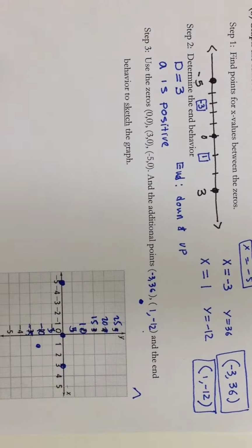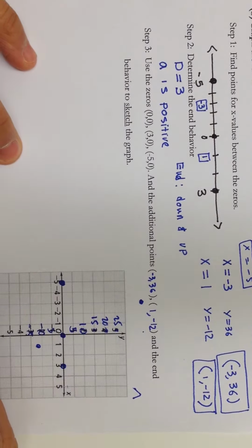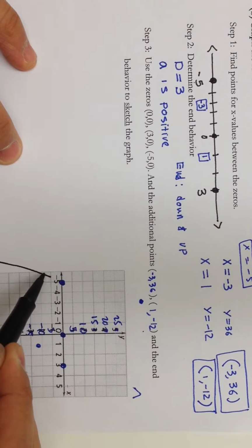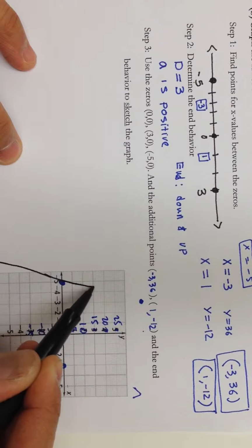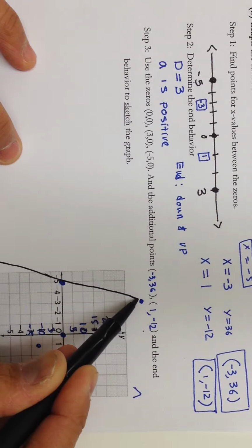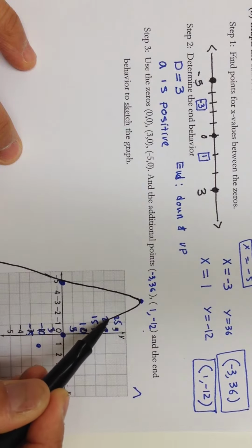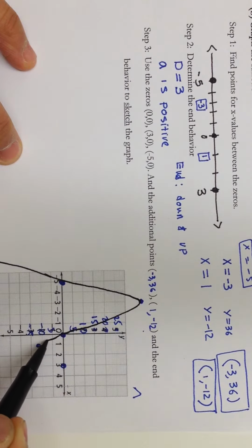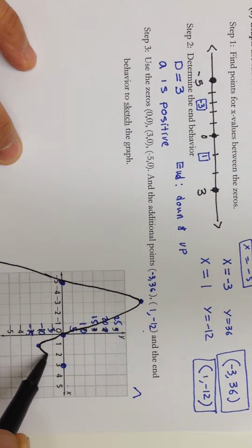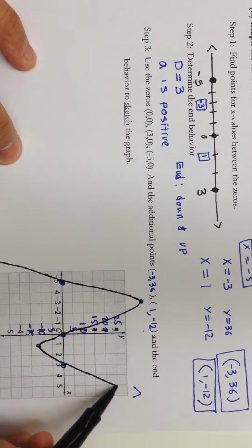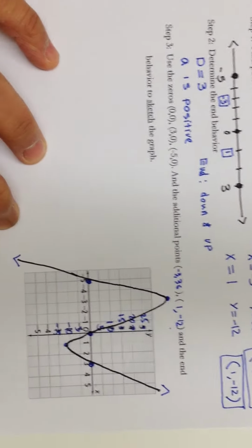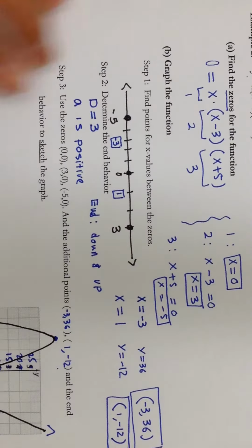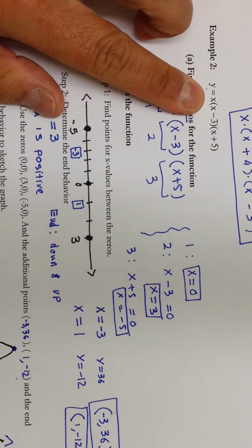And then you're going to connect these points. So you're going to go, okay, the graph has to look like this. See? It has to cross through -5. It has to go all the way up high to touch 36. And it goes back down to touch (0, 0). And it comes over here and it touches (1, -12). And it goes back up and it connects with the other arrow because that's the upper end behavior. That's how you sketch the graph of a function without a graphing calculator.